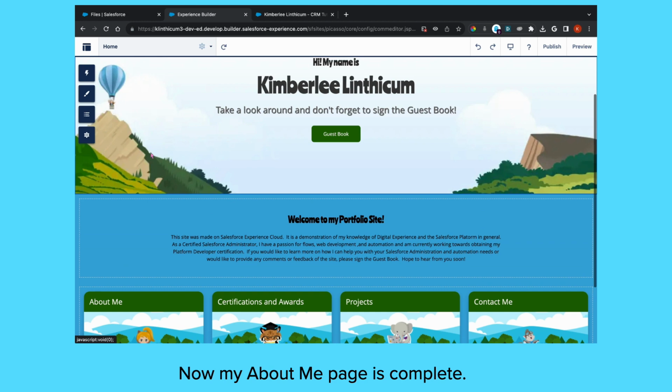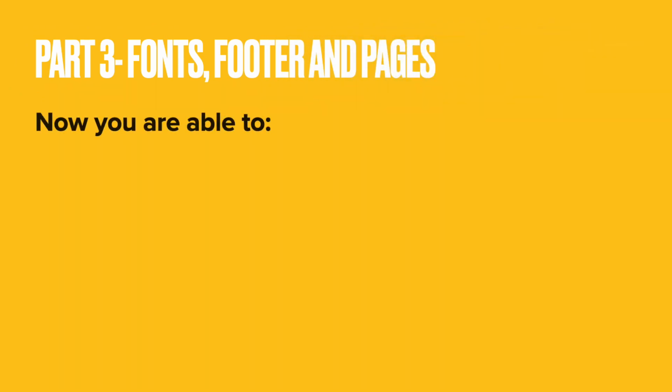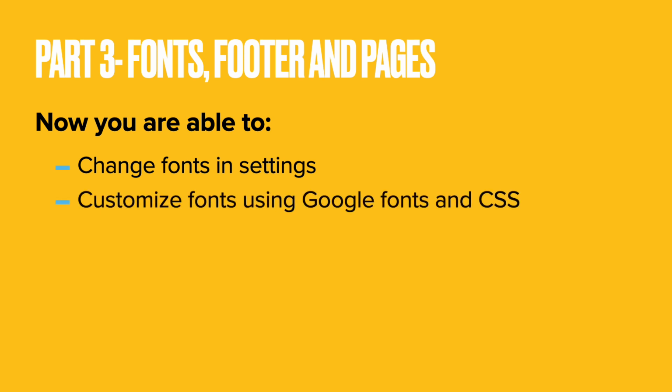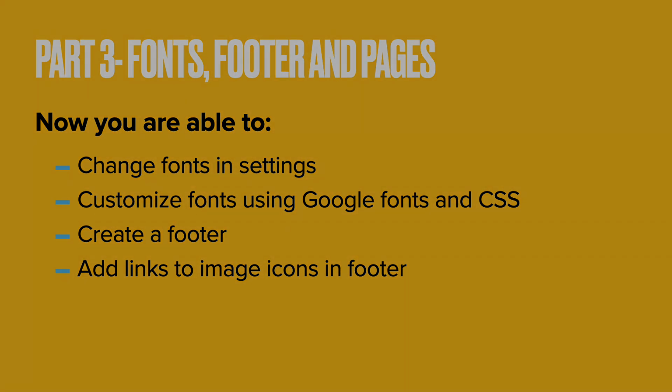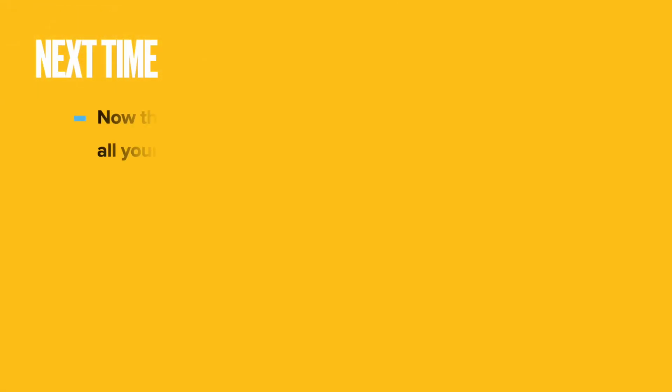And that is it for the About Me page. It is pretty much complete. I'm sure that yours will have more information on it than mine did, but you now know how to add content to your site. So now you should be able to change the fonts and the settings, change your fonts using the CSS, create a footer, and add links to the image icons.